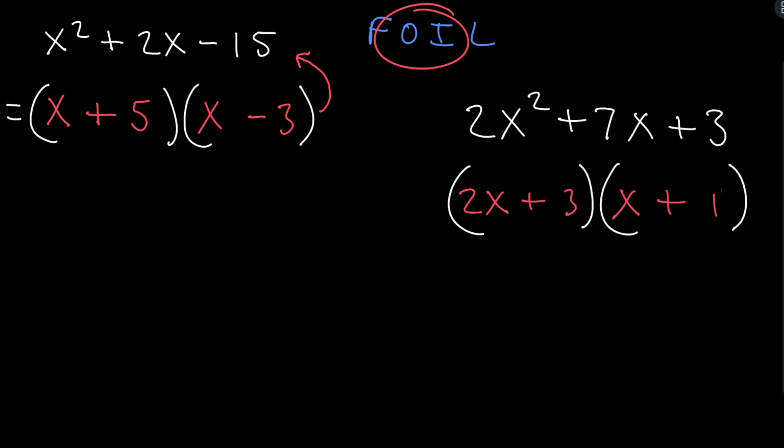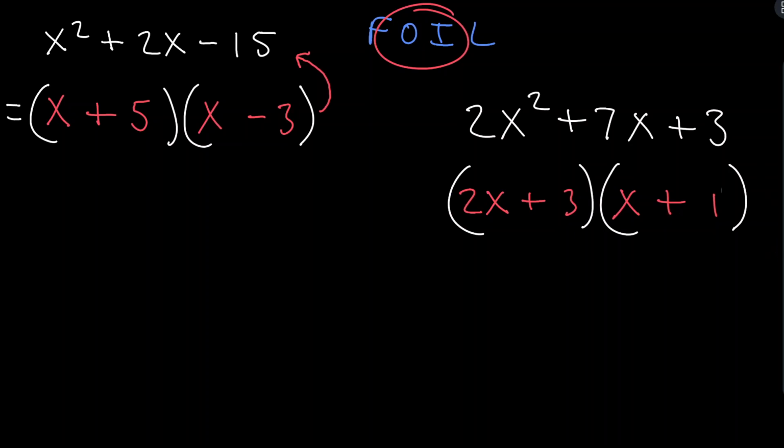And the final key thing I want to point out is that those are two different things. Back here, if I replace this with minus 3 and this with plus 5, it's the exact same thing because both of the first terms are the same. In this case, the first terms are different. We have 2x and x. So 2x plus 3 times x plus 1 is different than 2x plus 1 times x plus 3. If you don't believe me, try it out.